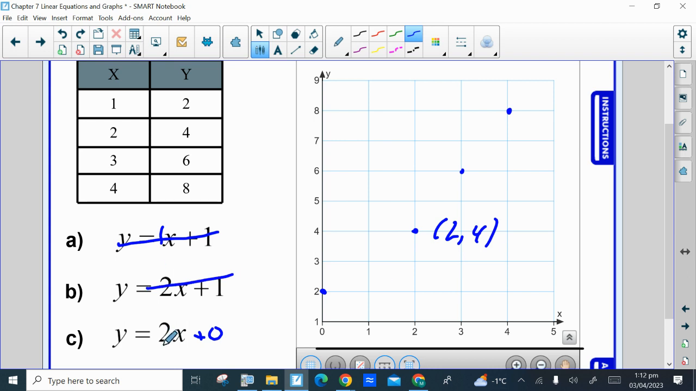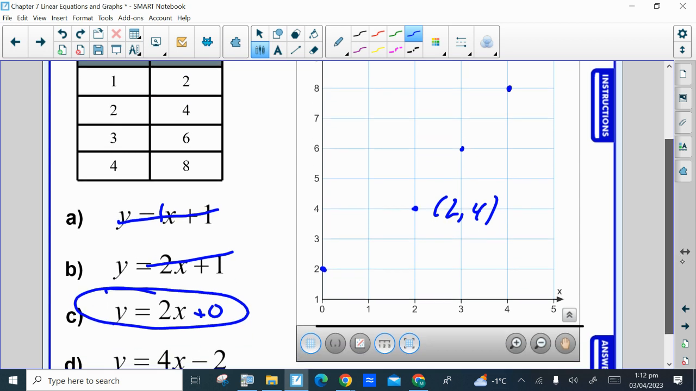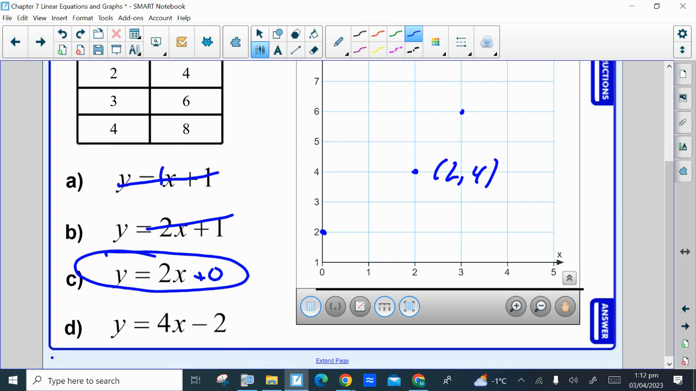The next one, though, says that y is 2 times x. 2 times the x value of 2 does equal 4. And that'll work for the other points as well. In each case, the y value is twice the x value. So that is the correct equation for that table of values. Let's just look at the last equation. When x is 2, 4 times 2 is 8. Take away 2 is 6, not 4. Okay? So the correct equation there is equation C.